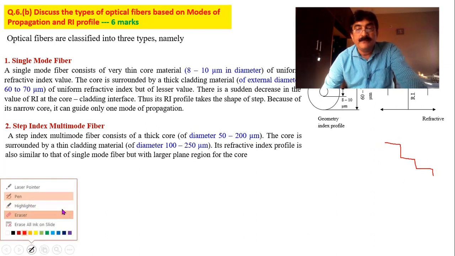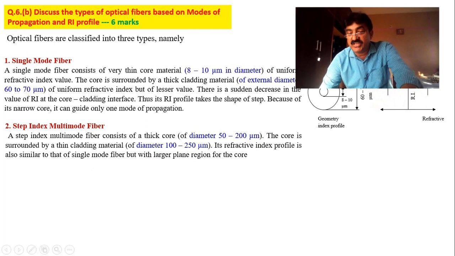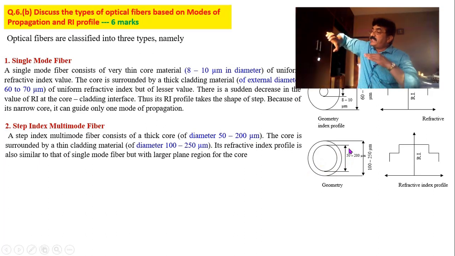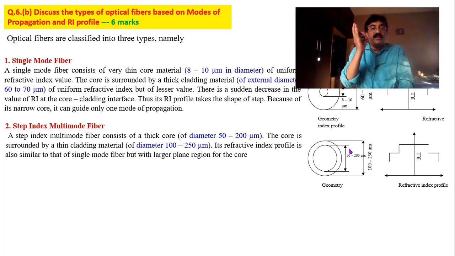Okay, so now you look at the size of the core and clad in this particular case. Core is 50 to 200, clad is 100 to 250. The refractive index profile is very much similar to the single mode fiber. The shape is the same, even here it is step only, but this portion was earlier very narrow, now it is widened. Look at the center, the core was a very small circle earlier, now it is a big circle because the dimension has been enhanced. Because it is too big in size, I can send many optical signals into the fiber. Okay, now this is about the multi-mode step index.